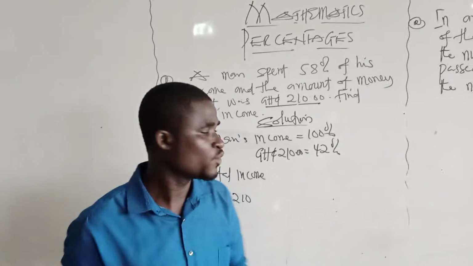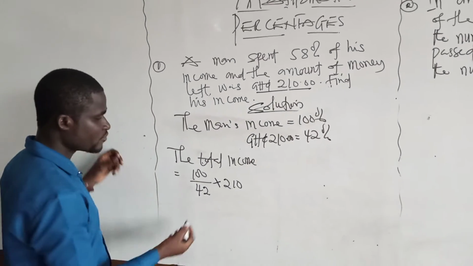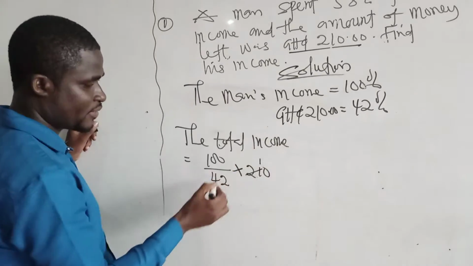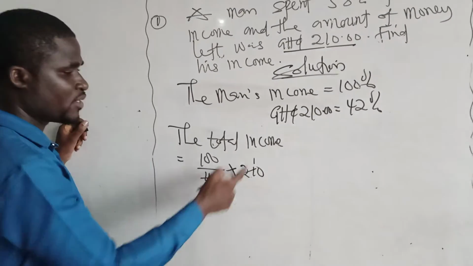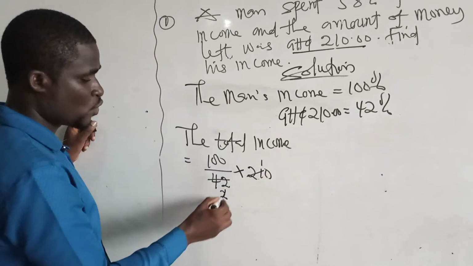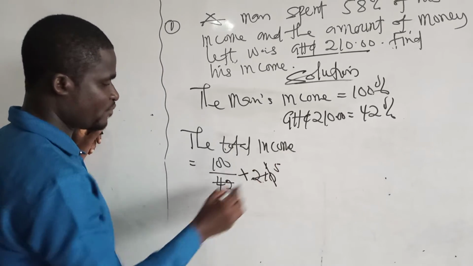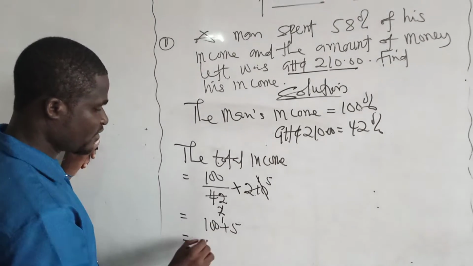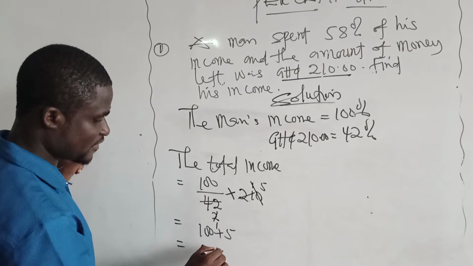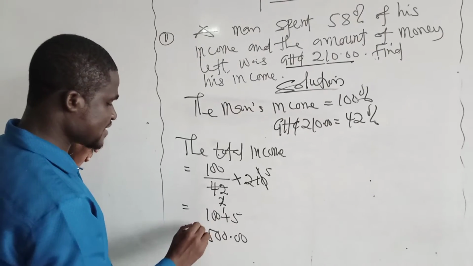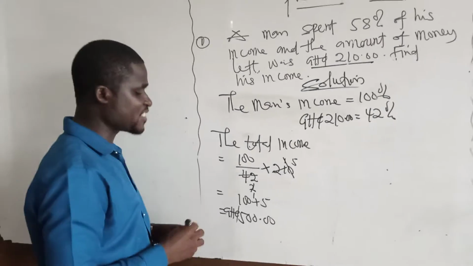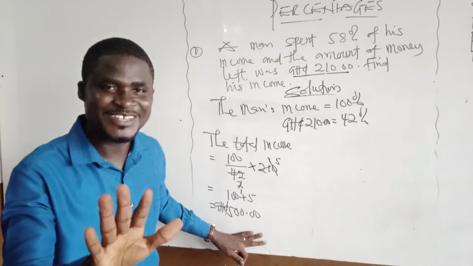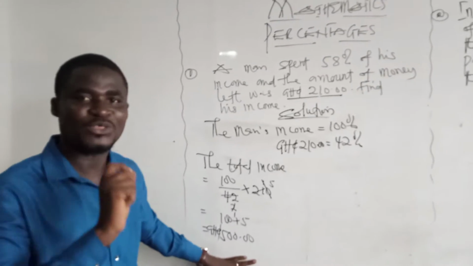So take note. Good. So let's cancel. Now 21 goes into itself 1, goes into 42 2. Now we have 10 here. So 2 goes here 1, 2 goes here 5. So we are going to have 100 by 5, which will give us 500 Ghana cedis. It means that the man's total income is 500 Ghana cedis. And you are getting all the steps. Good. Now we give another method.